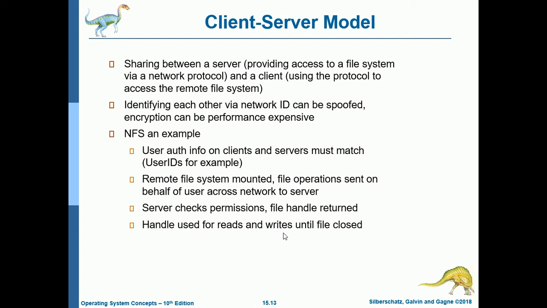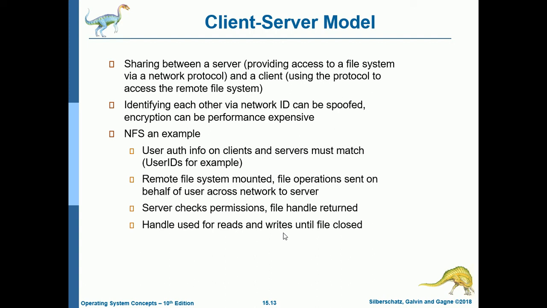Identifying each other via network ID can be spoofed. Later on, we'll be discussing spoofing in the later chapters, in Chapter 16, which is all about security. And then encryption can be performance expensive. We will also study what encryption is in the next chapter. So we have NFS, or the Network File System, as an example.